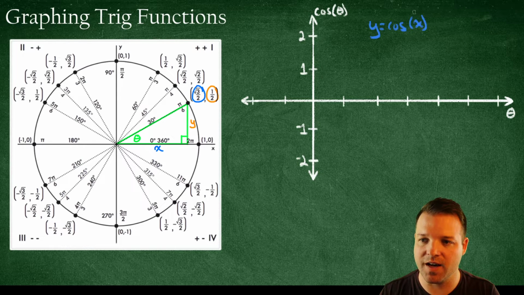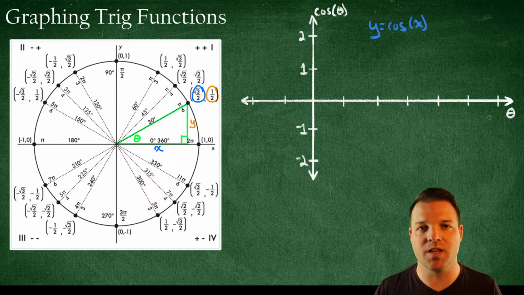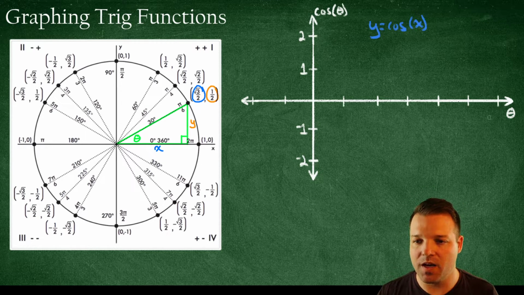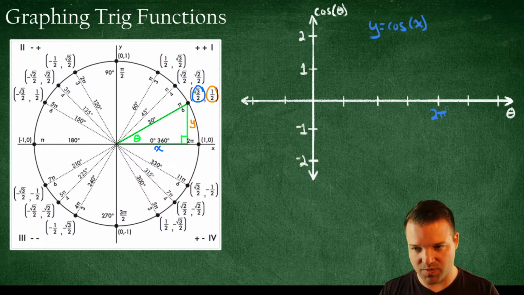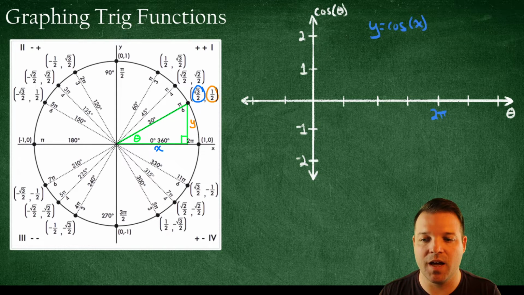And again, I'll say x, even though I'm also using theta down here. They both are representing the angle in this case. And so we're going to do the exact same thing. Now, I know that I'm going to start at 0, 0, but I know that this has a period of 2 pi. So I would do this exact same thing where I would go out to 2 pi. I should probably make that smaller. But anyway, and then I am going to go ahead and divide that into 4.